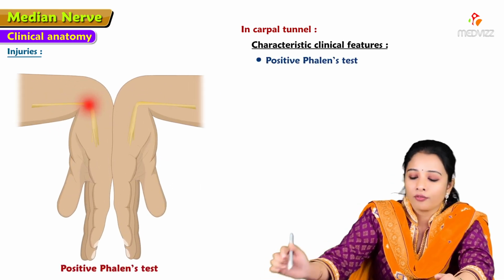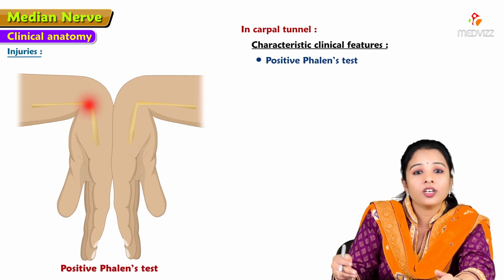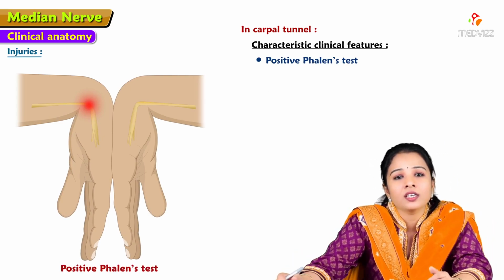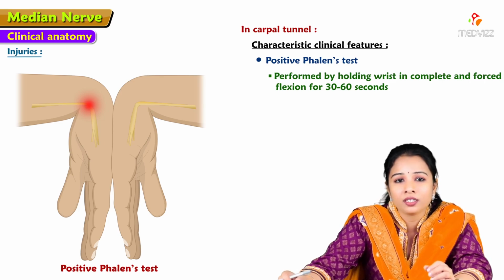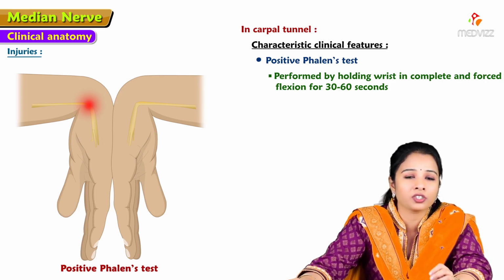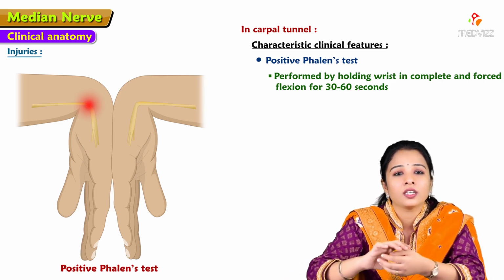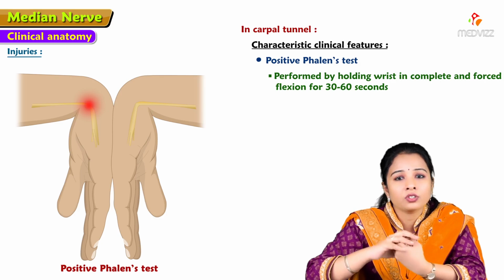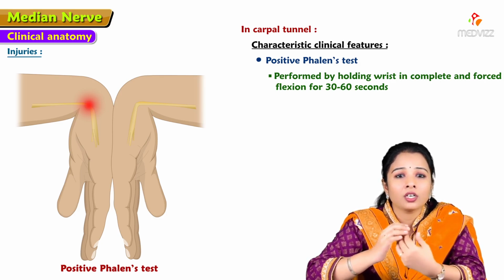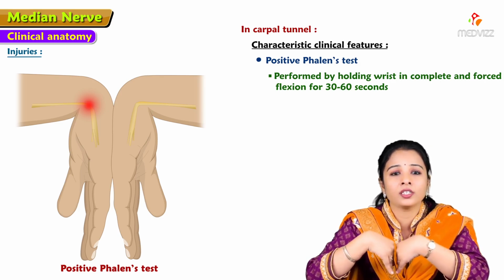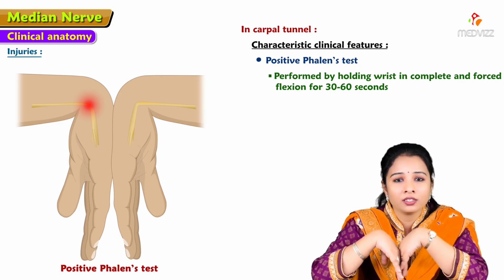Next, positive Phalen's test. So let's see what about this Phalen's test. Phalen's test is performed by asking the subject to hold their wrists in complete and forced flexion. So we will be asking them to hold their wrists in complete forced flexion and push the dorsal surface of both the hands together like this for 30 to 60 seconds. We'll ask them to do that.